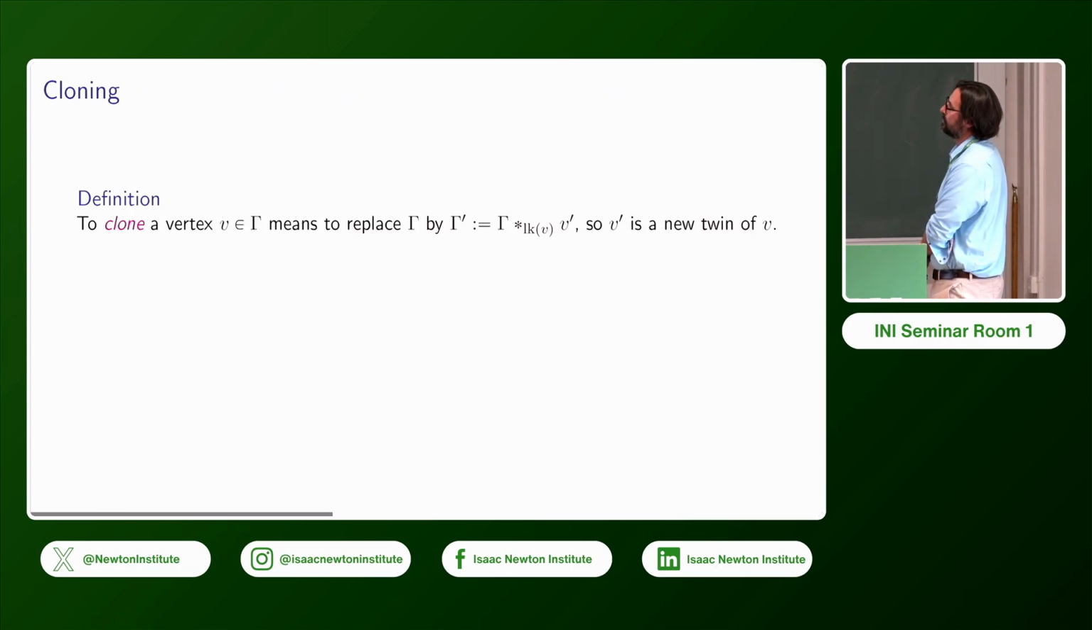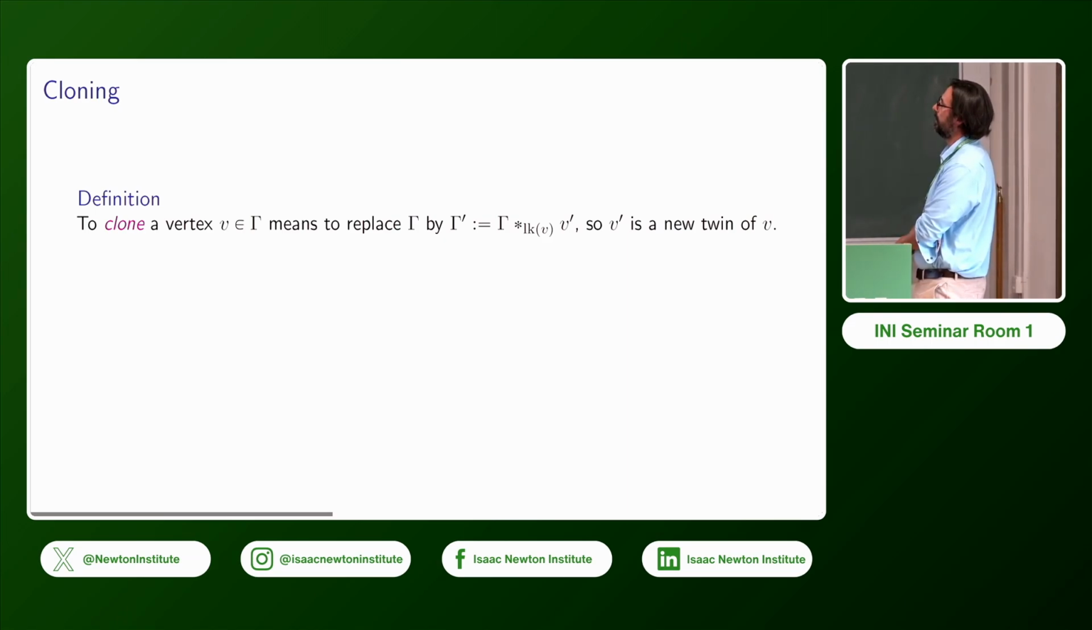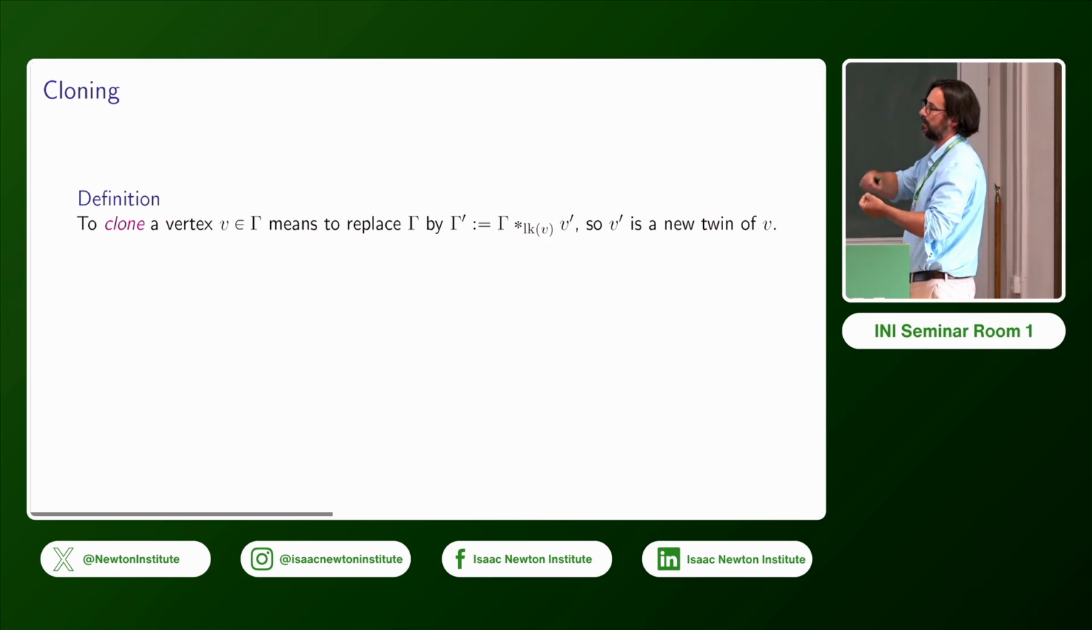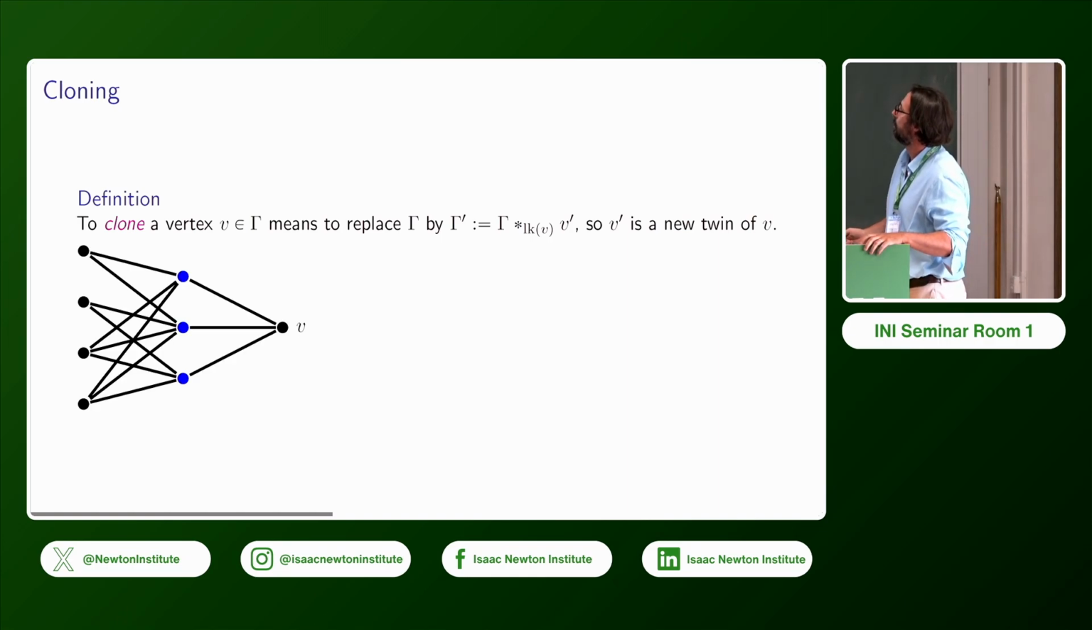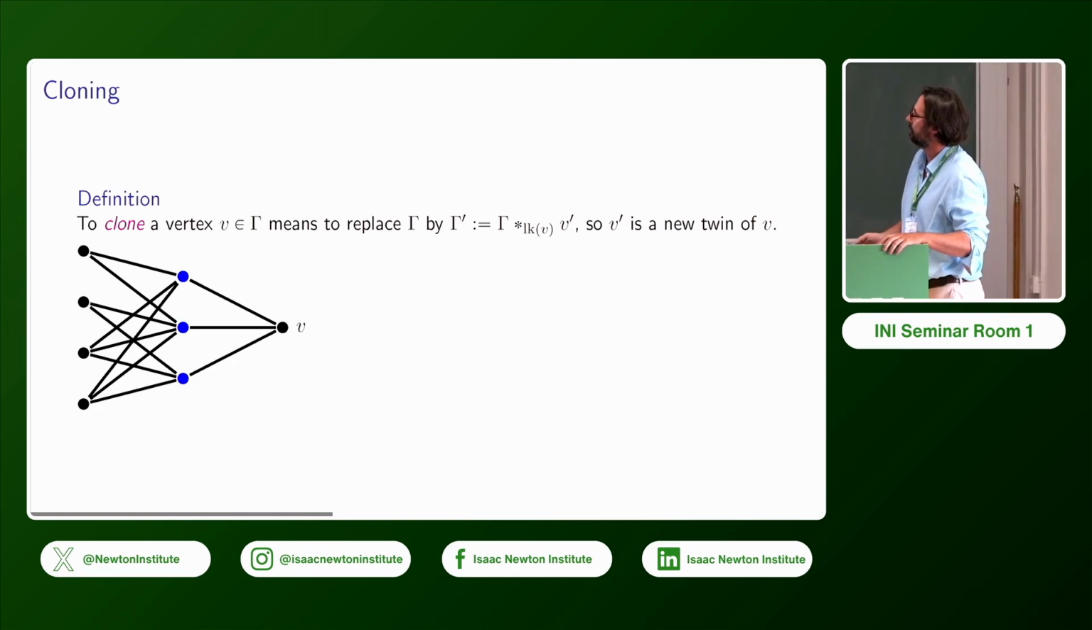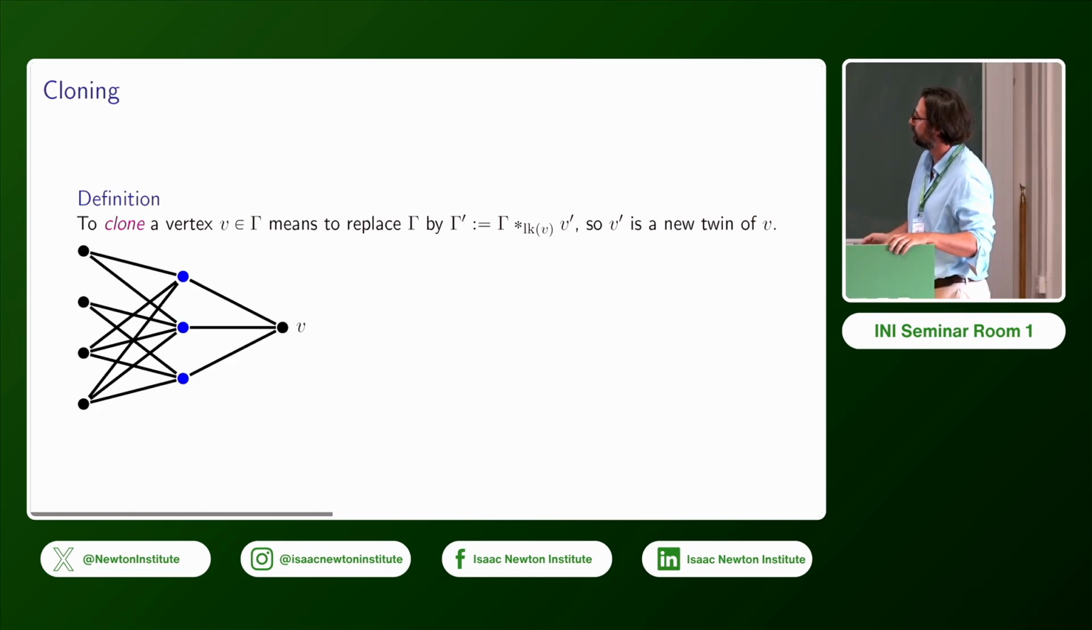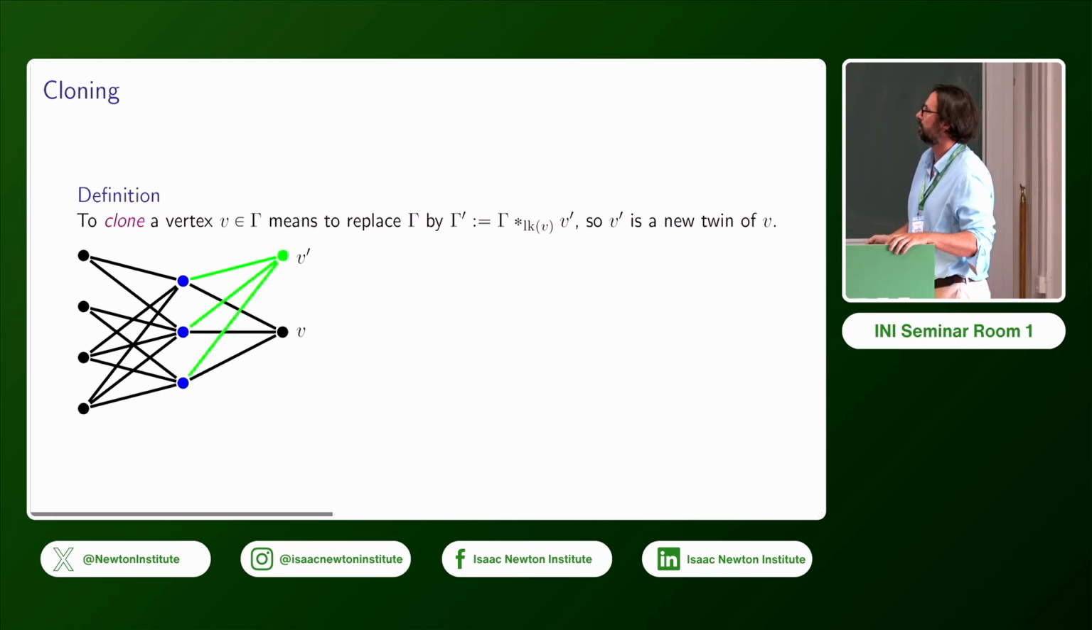Okay, the other operation is called cloning. I'm going to pick a vertex in my graph, and then I'm going to make a new graph where I add, so I pick a vertex v, I add a new vertex v prime, and I attach it to all the vertices in the link of v. So in the new graph, v and v prime are twins. So here's my graph. I pick the vertex v, its link is in blue. I add a new vertex v prime, and I attach it to the link of v.